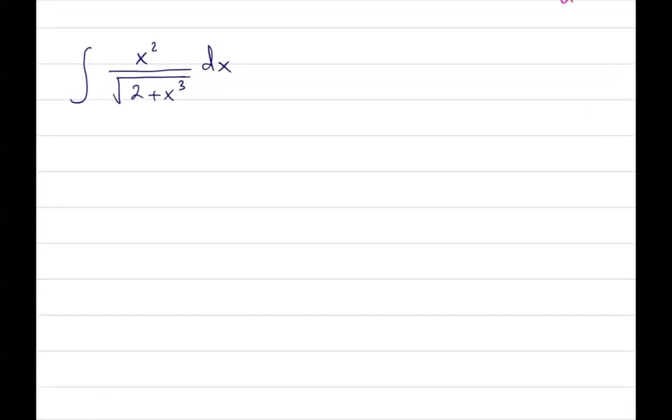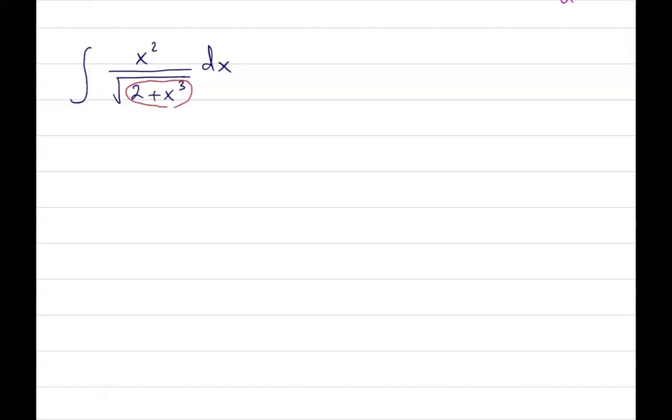In applying substitution method, suppose you're interested in calculating the integral of x squared divided by square root of 2 plus x cubed dx. So take a look at your denominator. The quantity inside the radical is 2 plus x cubed.